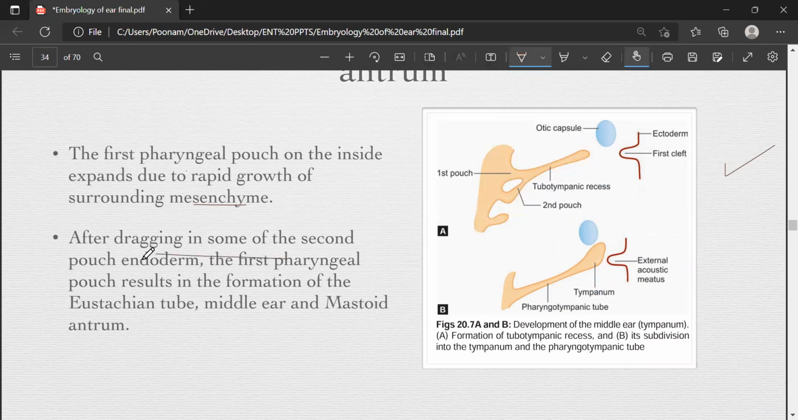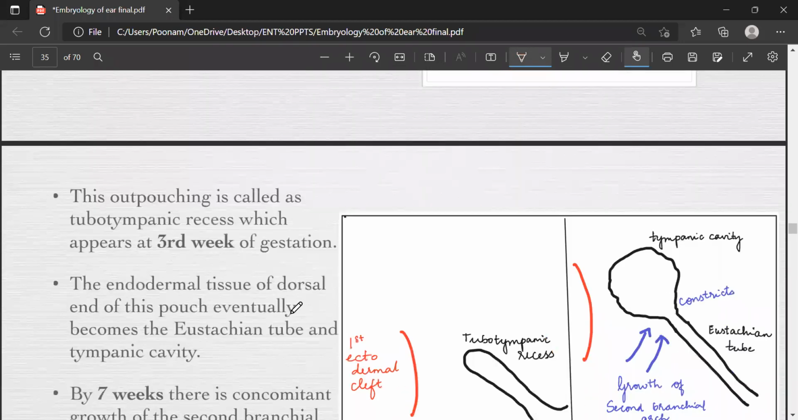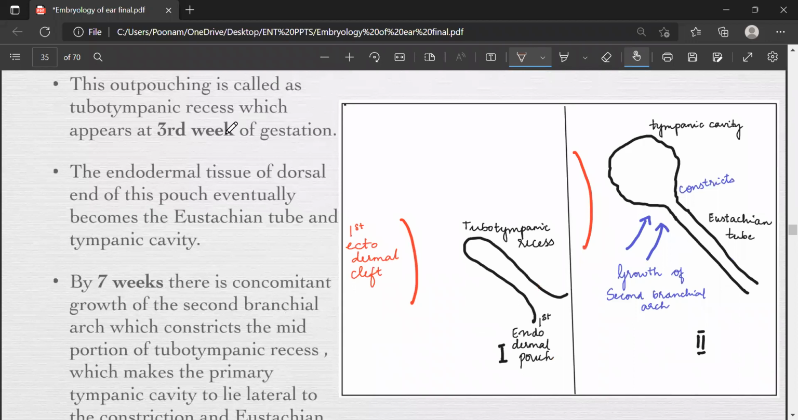After drawing in some of the second pouch endoderm, the first pharyngeal pouch results in the formation of the Eustachian tube, middle ear, and mastoid. So the outpouching is called the tubotympanic recess, which appears in the third week of gestation, and is endoderm. The endodermal tissue of the dorsal end of this pouch eventually becomes the Eustachian tube and the tympanic cavity.